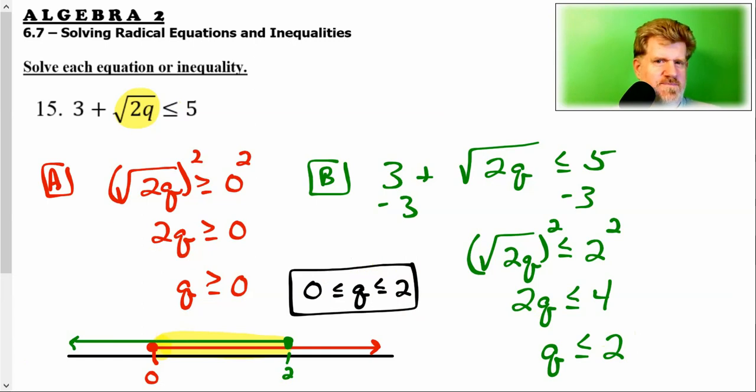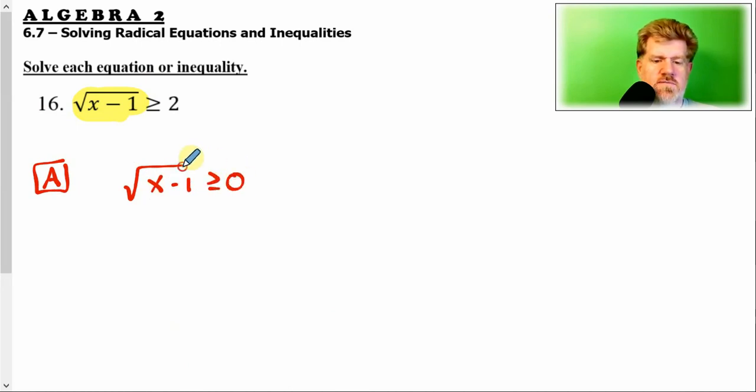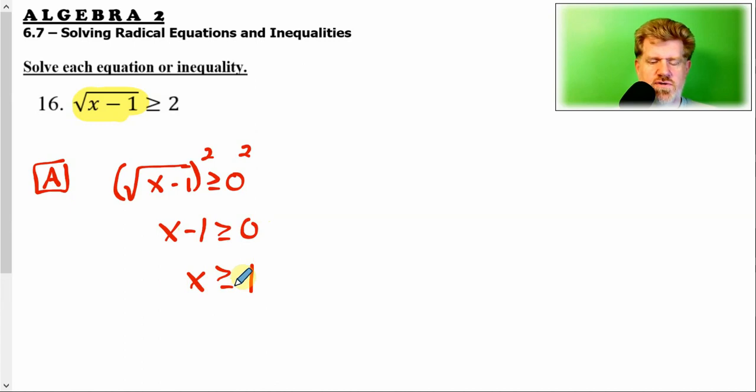All right. 2 more to go. Let's make sure we get this idea down. So, step 1. Let's make sure we pick all values where that under the radical is greater than or equal to 0, because it must be. So I'm going to square both sides. And we're always going to get 0 here. Add 1 to both sides. So now I know this has to be true. X has to be greater than or equal to 1. It has to be.